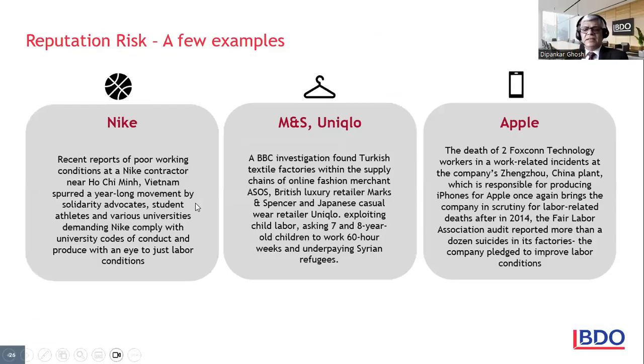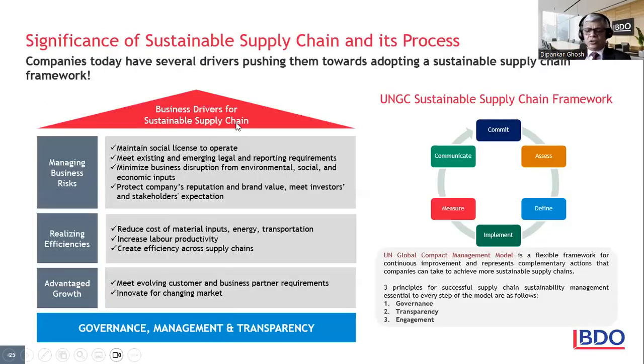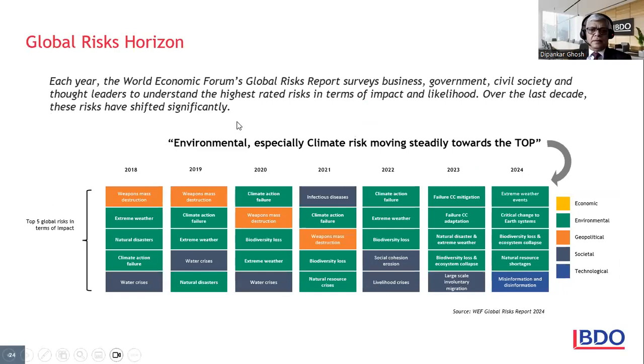So this is a summary snapshot. This one is from the World Economic Forum, which has been publishing what we call the Global Risks Report for many, many years. This is a depiction from 2018 till this year of the top 5 global risks in terms of impact on business.